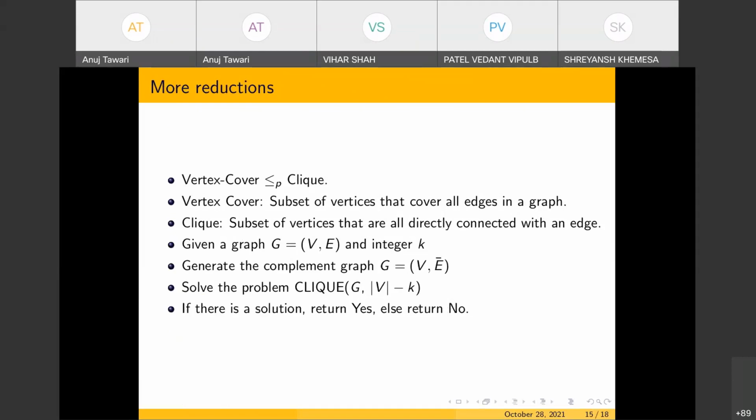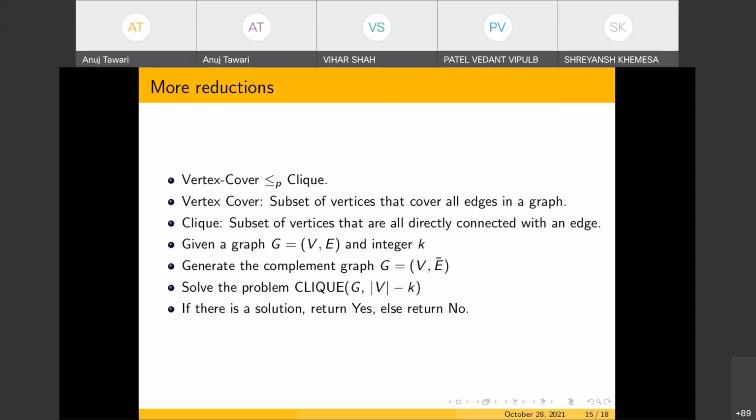So we'll see one more reduction, which is vertex cover in polynomial time reduces to clique. Vertex cover is just a subset of vertices that cover all the edges, and clique is a subset of vertices that are all directly connected with an edge. So we want to pick a subset of vertices such that for any pair of vertices you pick, there must be an edge between them.